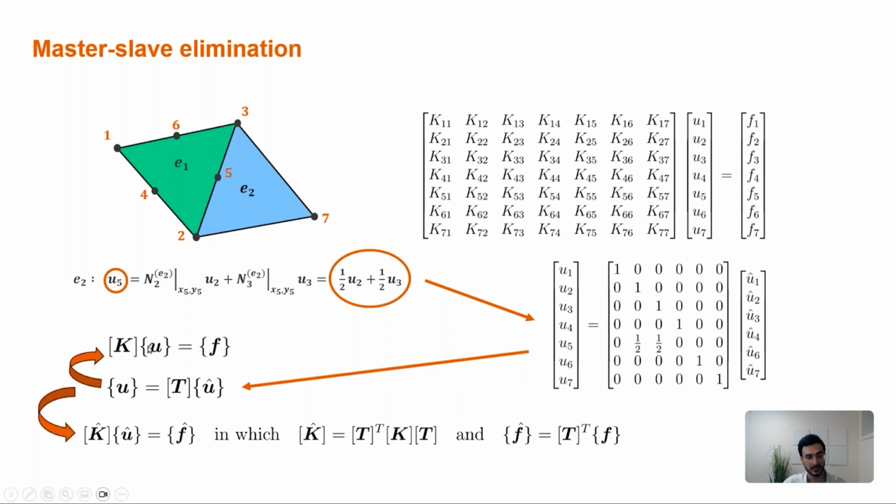Then multiplying the result by the transpose of this T matrix, it will end up as a reduced form of the system of equations, which is k hat times u hat equals f hat. And k hat is nothing but T transpose times the original k times T. This mathematical equation reduces the order of k and gives us k hat, which is a reduced stiffness matrix, and f hat equals T transpose times f.